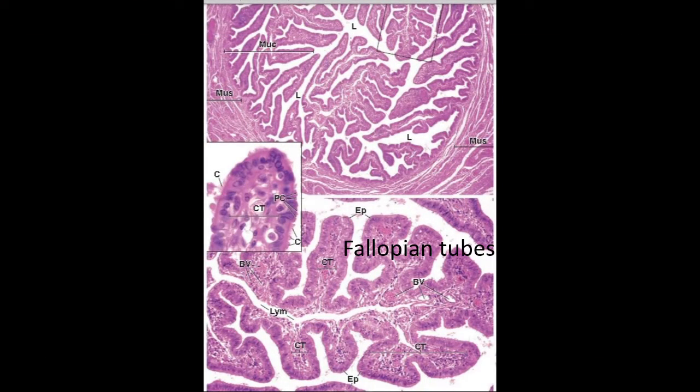Uterine tubes. In this histological image we can see different structures. BV, blood vessels. C, cilia. CT, connective tissue. EP, epithelium. L, lumen. LYM, lymphatic vessel. MUC, mucosa. Mus, muscular. PC, non-ciliated cells.